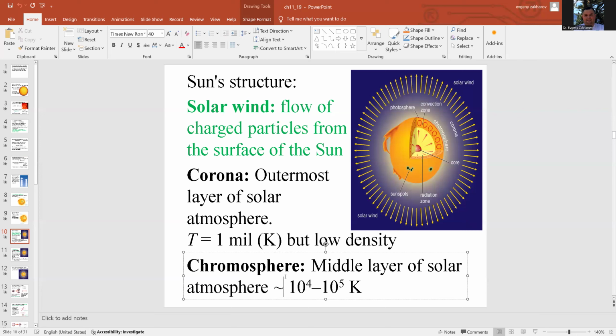And then we go closer to the surface. The chromosphere is right in the middle between corona and the photosphere. The photosphere is the surface level that you can actually see with your eyes. Temperature drops. You can see it's not millions, it's just 10,000 to 100,000. But density grows. So in terms of total amount of energy, you have greater energy, even though the temperature is less.